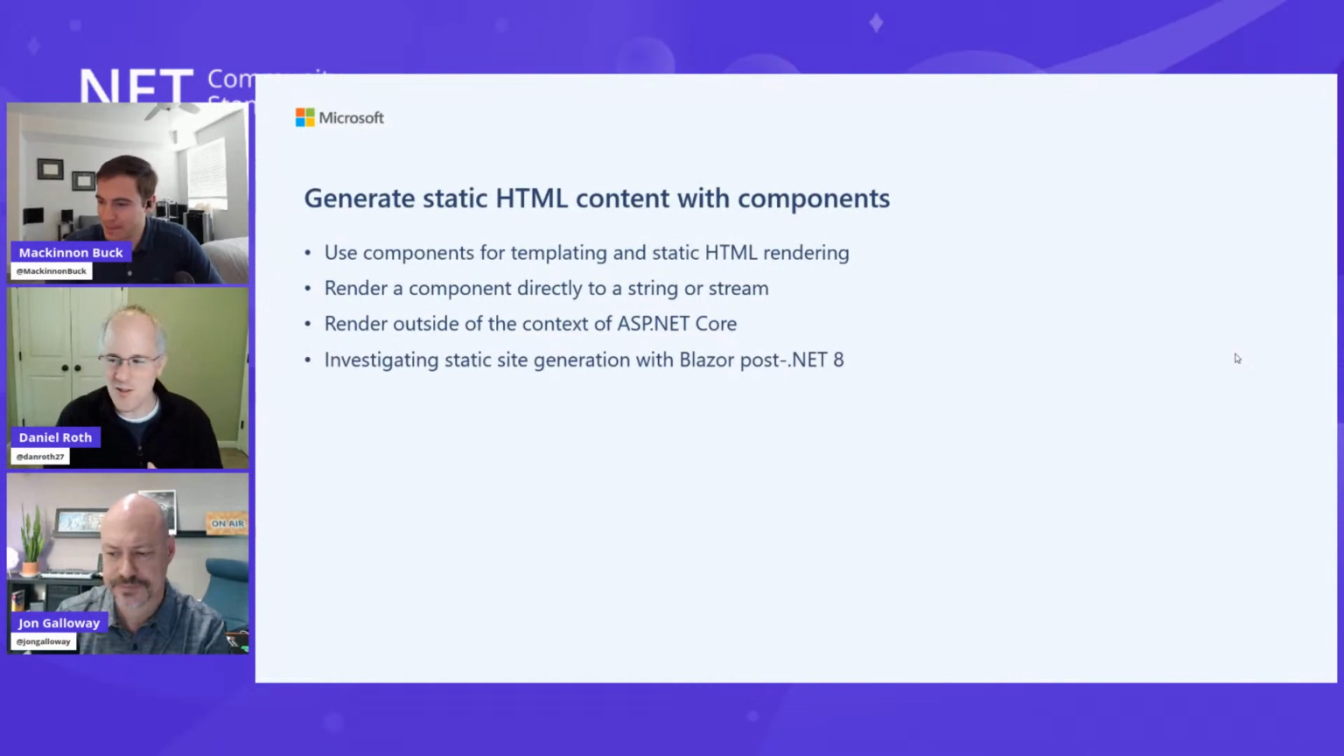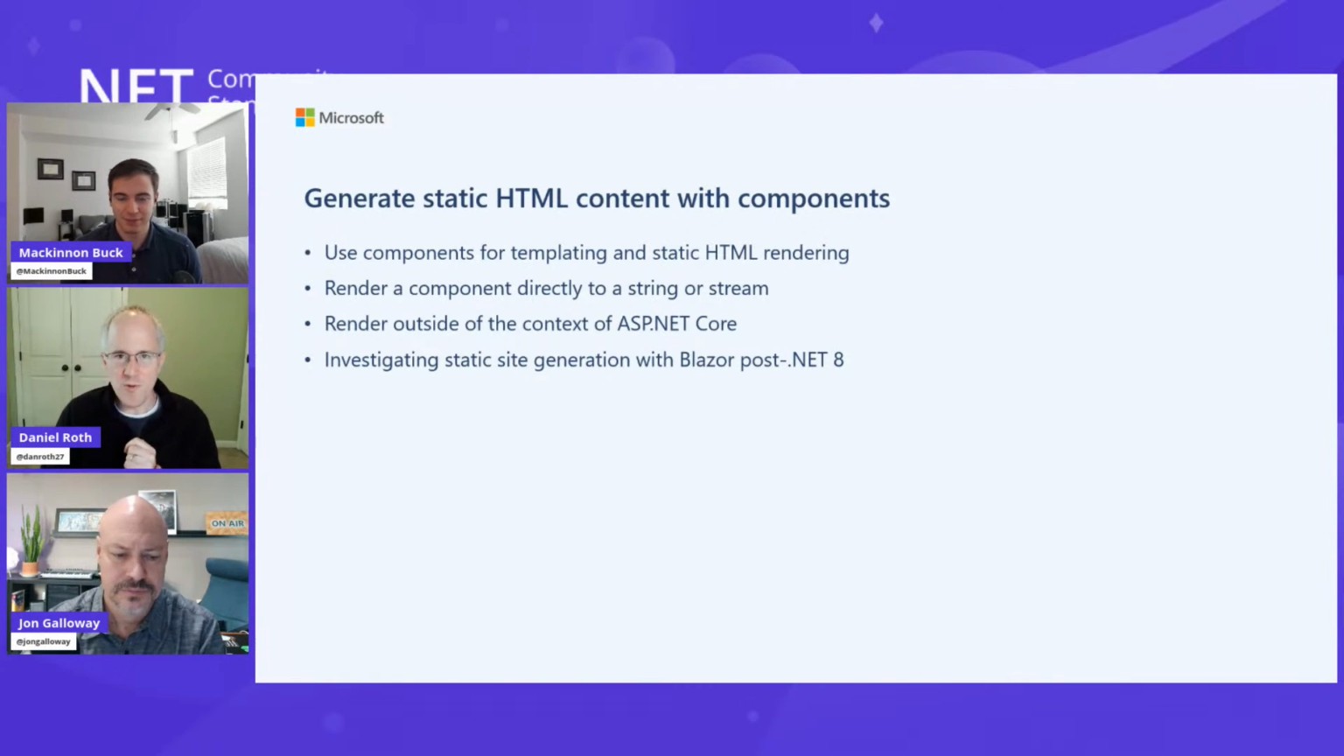All right, let's talk about static site generation. One of the nice side effects of adding server-side rendering support to Blazor in .NET 8 is that you can now also render a Blazor component completely outside the context of ASP.NET Core. You can take a Blazor component and render it to an HTML string or a stream from a console app.